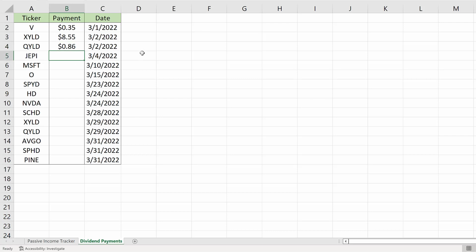But then we got JEPI, who paid me $1.46 in dividends this month on March 4th. We have Microsoft, who paid me $2.72, which I really do like to see. $2.70 from Microsoft is a pretty good thing. I do believe in this company. They're one of my biggest holdings, and the yield isn't super high right now, but the yield on cost is what I'm trying to get up.